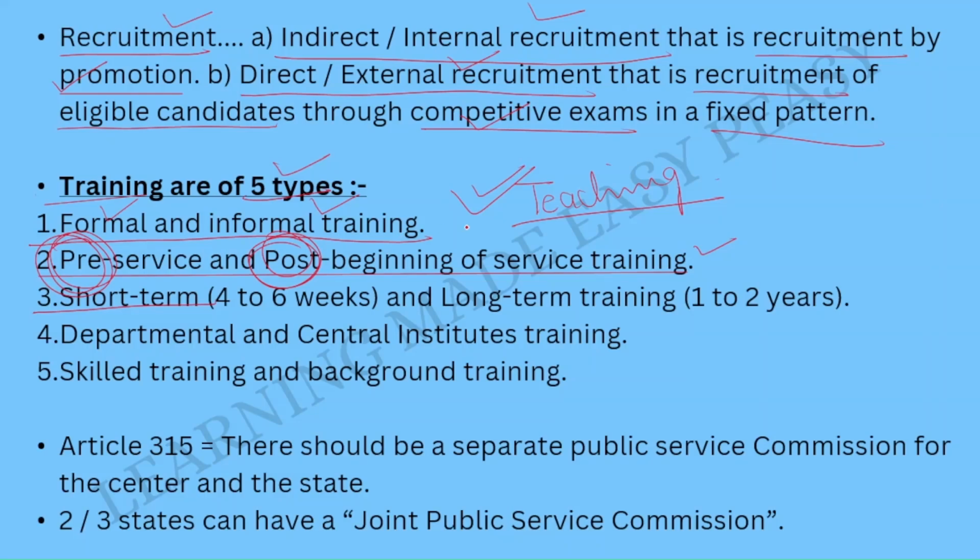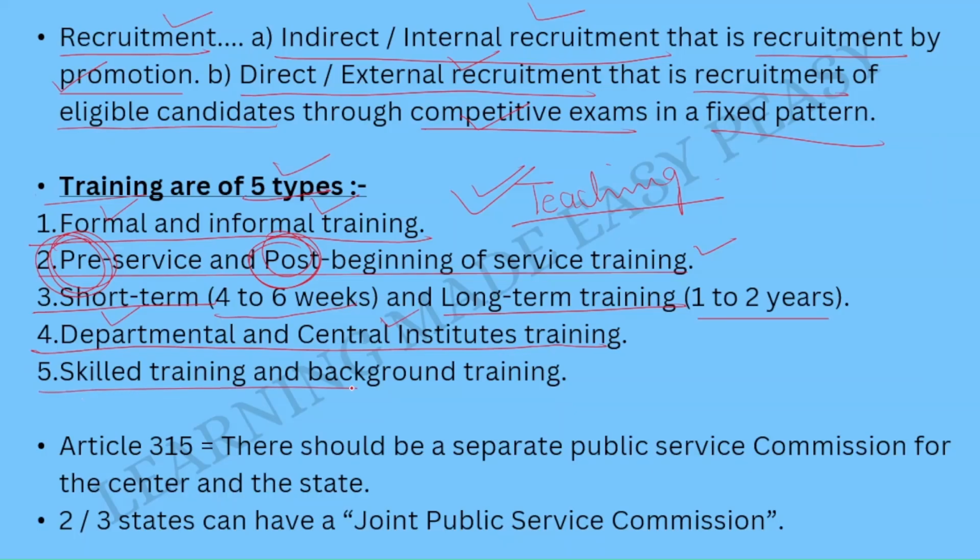Third is the short-term and the long-term training. Short-term training lasts from 4 to 6 weeks and the long-term training will last from 1 to 2 years. So on the basis of the term of duration, it can be called the short-term and the long-term. Then we have departmental and the central institutes training. Whatever training is provided by the department is called departmental training, and whatever training that is provided by the central institutes is called the central institutes training.